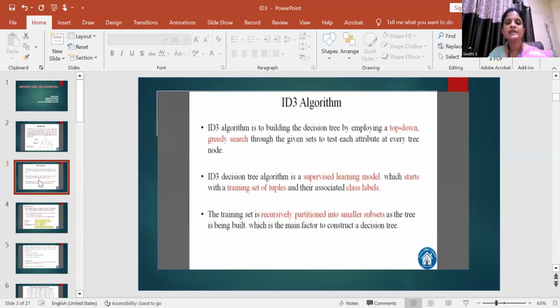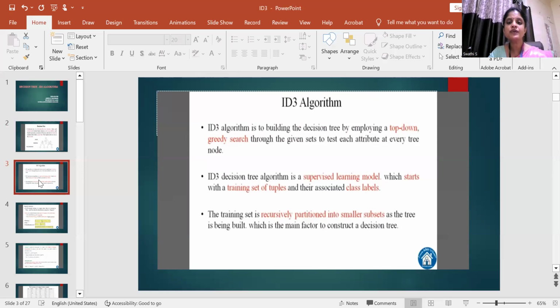ID3 stands for Iterative Dichotomiser 3. It was developed by Ross Quinlan in 1986. It is used to build the decision tree using entropy and information gain. So the attribute with the highest information gain is selected as the root node.